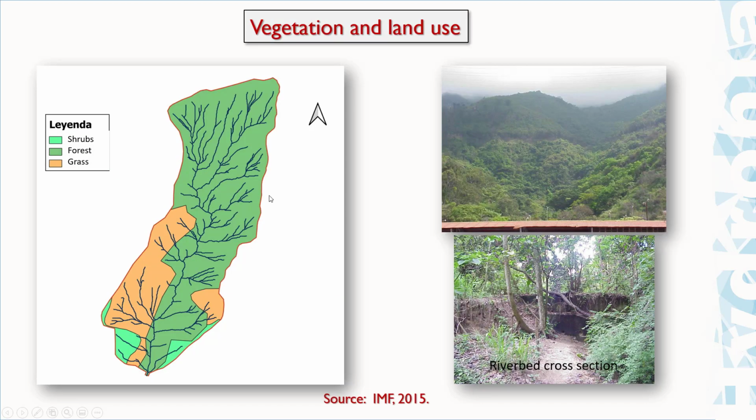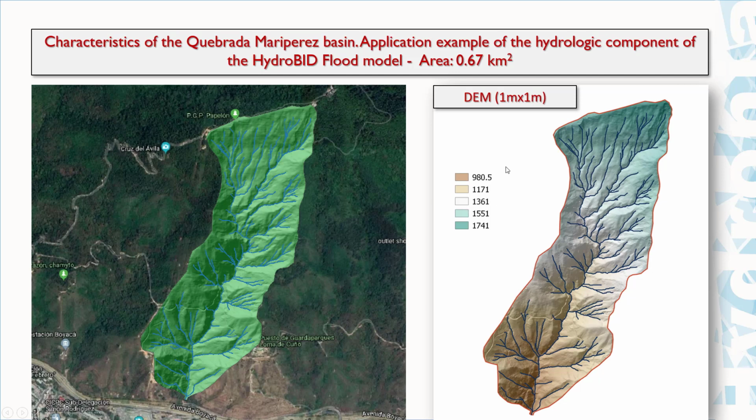The characteristic of this basin, from the land use point of view, is that we have different types of vegetation, like forest or grass or shrub here, and this is the kind of forest that we have in that watershed. And this is the riverbed cross section of the watershed. To represent the watershed, we use this digital elevation model with a resolution of 1 meter by 1 meter.